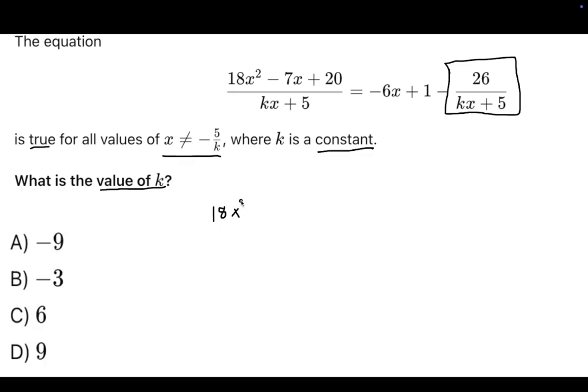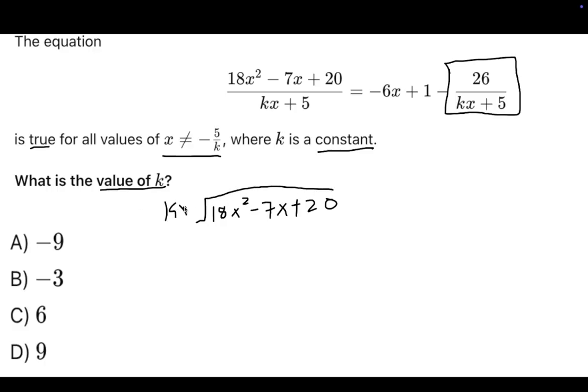So we can write our original equation: 18x squared minus 7x plus 20. I made a mistake, 18x squared. That's the original equation. And now we're going to put our polynomial division symbol. Pardon me, that's the division symbol. I need the polynomial division symbol. So we're going to have this right here. It's going to be our division symbol.